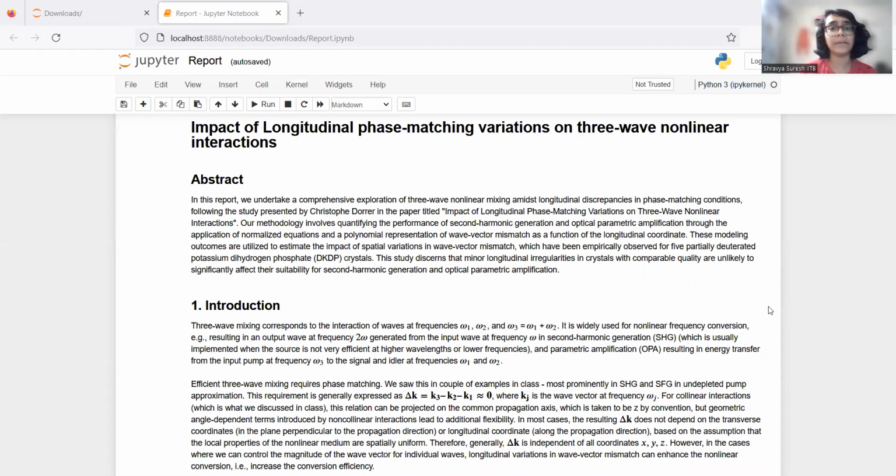Now, for efficient three-wave mixing, as we've discussed in class, this requires phase matching. And the condition for phase matching, as illustrated here, is that the wave vector mismatch, also known as delta K, which is equal to K3 minus K2 minus K1, should be close to or equal to 0. And for perfect phase matching, it should be equal to 0. And this is the notation as elaborated here.